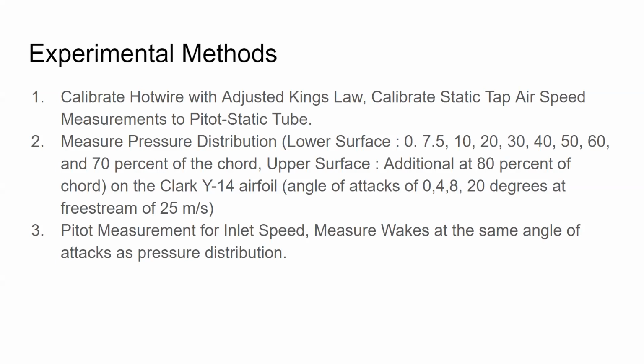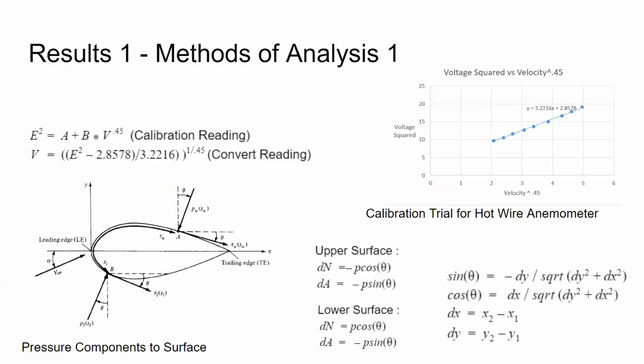And then we'll be using the pitot measurement for inlet speed for all our experiments, and then we'll be measuring the wake at angles of attack. So we use the pitot static measurement to know the pressure approaching the airfoil, and then you measure the wake velocity, so you know the velocity of the airflow at the back end of the airfoil, so you can see the momentum exchange between the airfoil and the air. And this will account for both pressure drag and viscous drag.